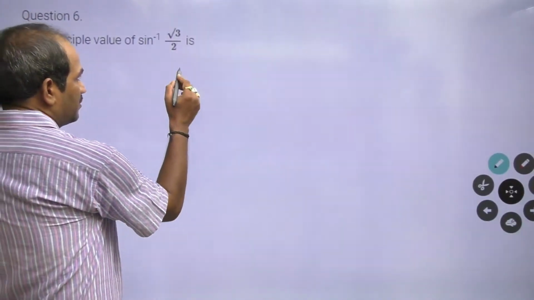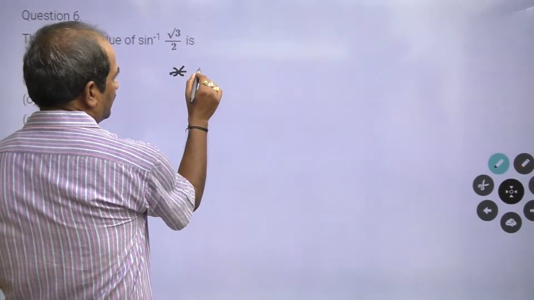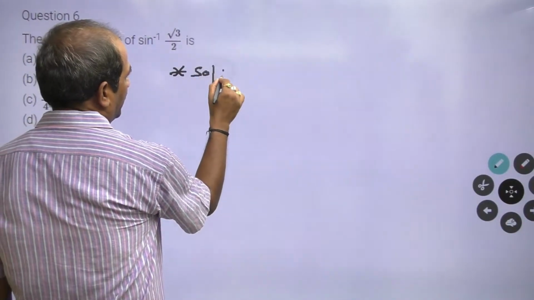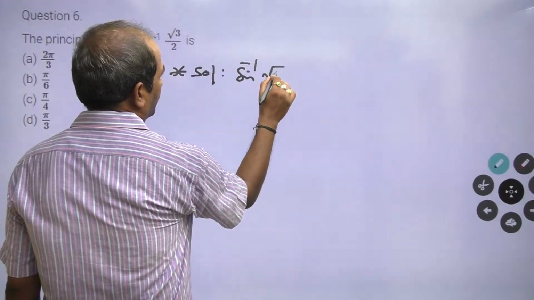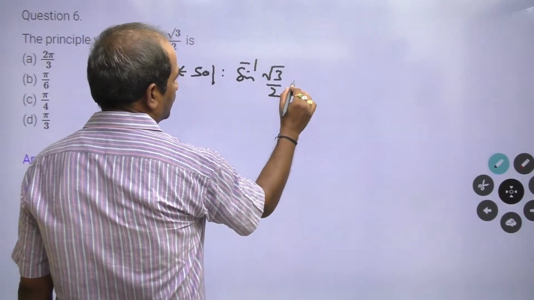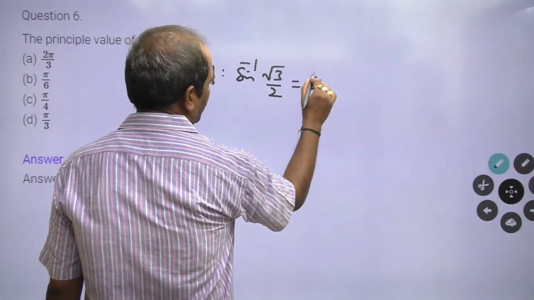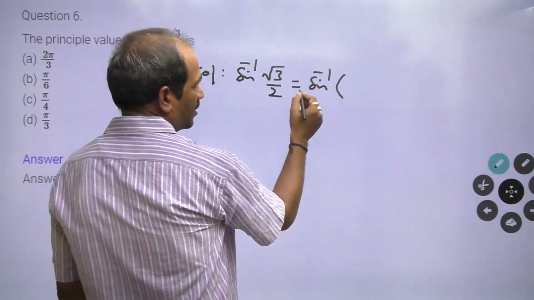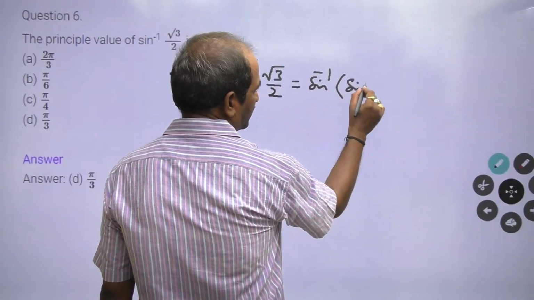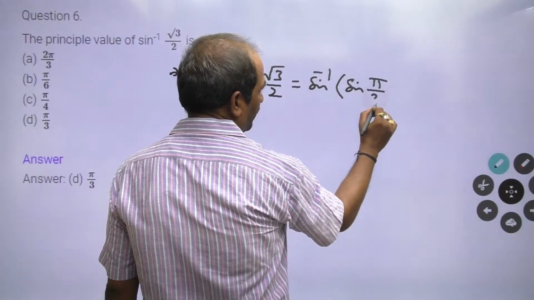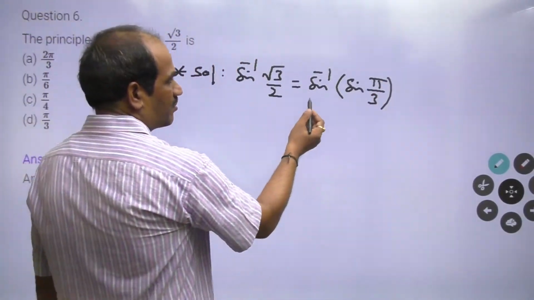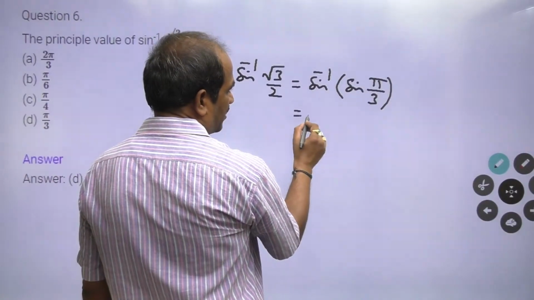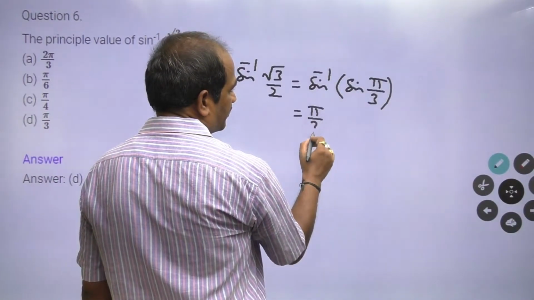In the solution, sin inverse of root 3 by 2. Root 3 by 2 is equal to sin of 60, so that is equal to sin of pi by 3. So using the formula, sin inverse of sin theta is equal to theta, here the theta value is pi by 3.